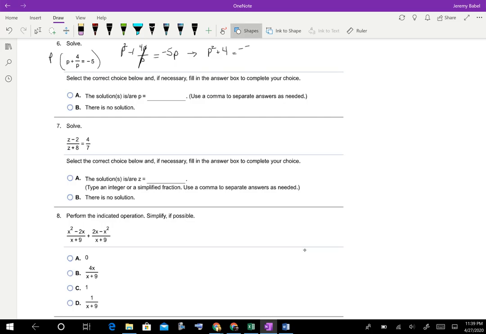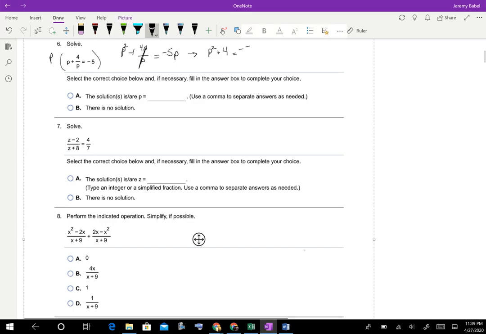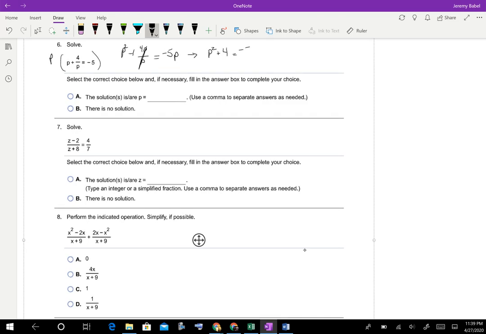Let's get this quadratic. So it looks like the type we would normally do by factoring or the quadratic formula. That's everything on one side. So we're going to add 5p to both sides. We're going to get p squared plus 5p plus 4 equals 0.